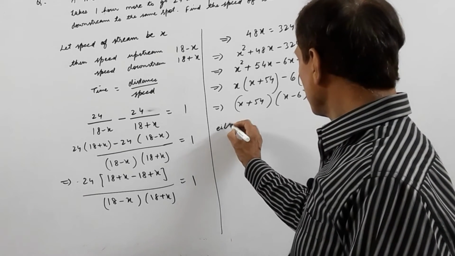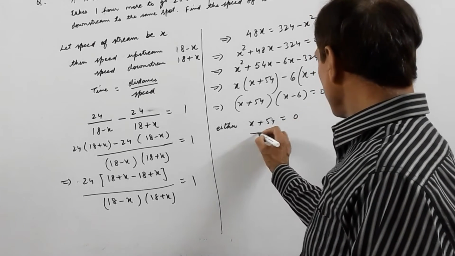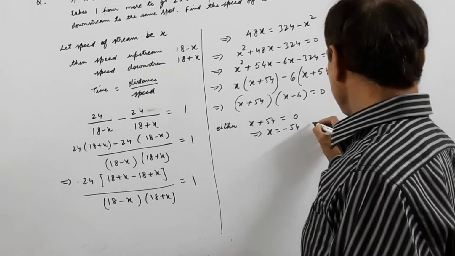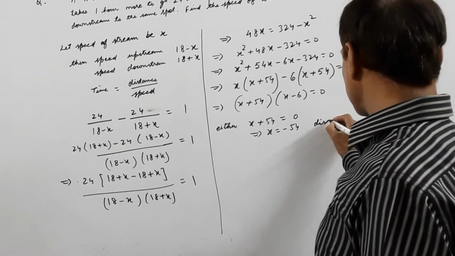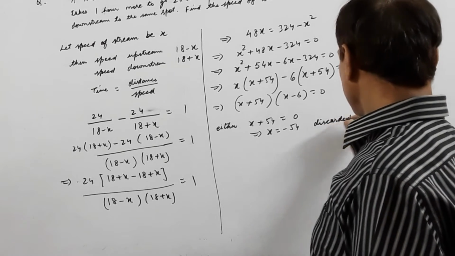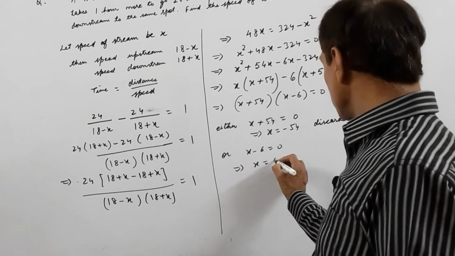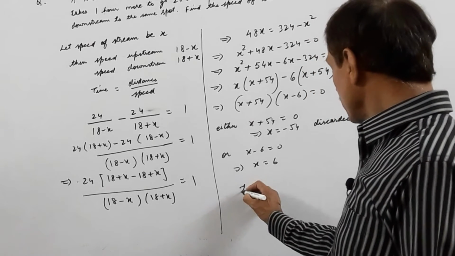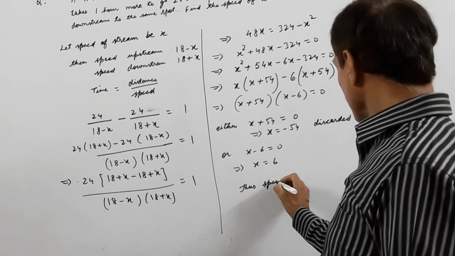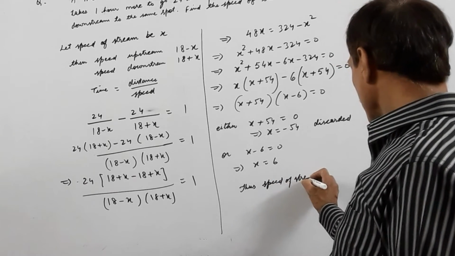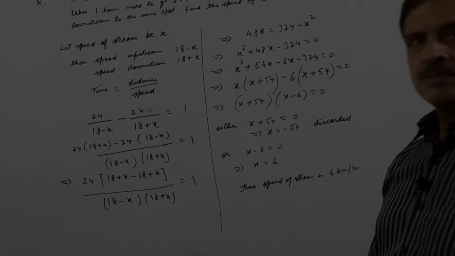So either x plus 54 is equal to 0, which implies x is equal to minus 54. As the speed can't be negative, this value of speed is discarded, or x minus 6 is equal to 0, which implies x is equal to 6. Thus, the speed of the stream is 6 km per hour.